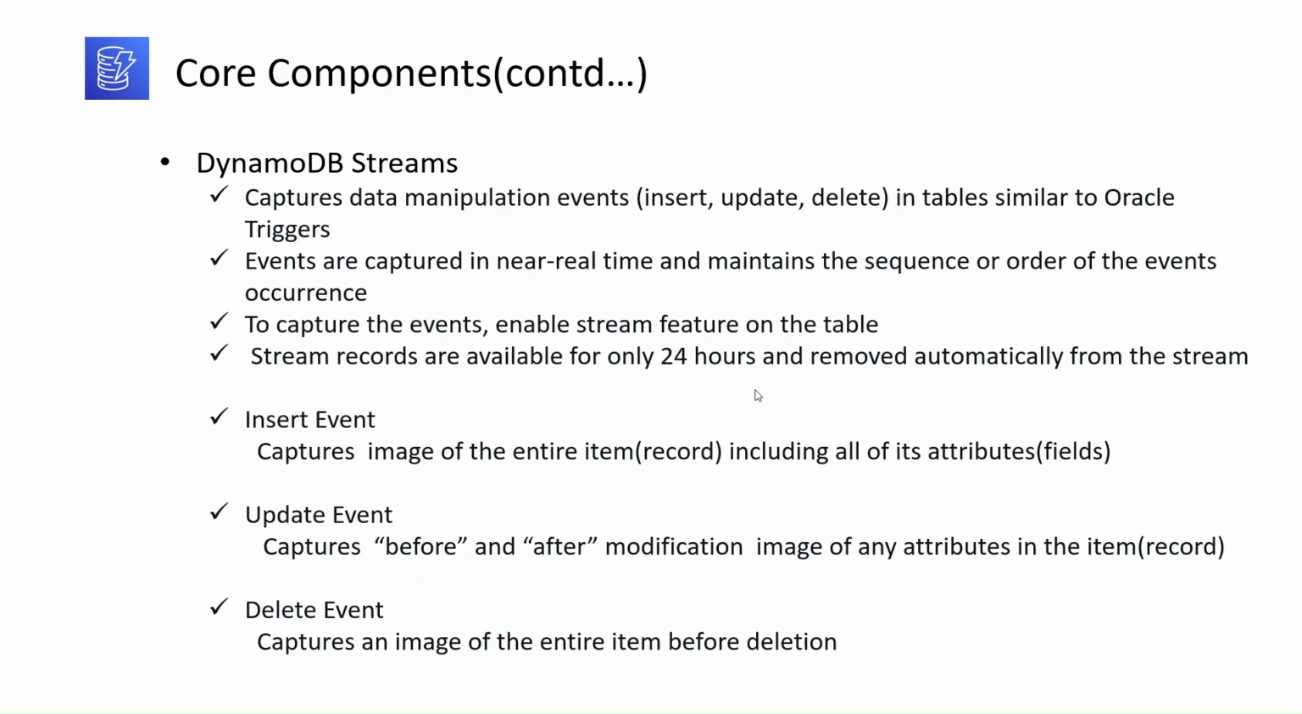Each event is represented by a stream record. Once a stream on a table is enabled, DynamoDB streams writes a stream record for the corresponding event that has occurred. Whenever a new item is inserted into the table, the stream captures an image of the entire item, including all of its attributes. Whenever an item is updated, the stream captures the before and after image of any attribute that was modified in the item. Whenever an item is deleted from the table, the stream captures an image of the entire item before it was deleted.